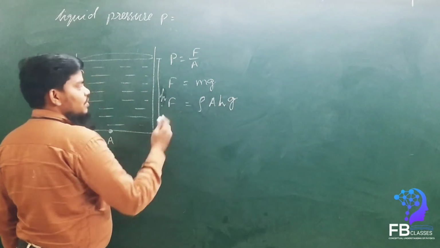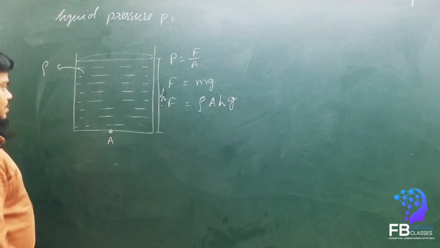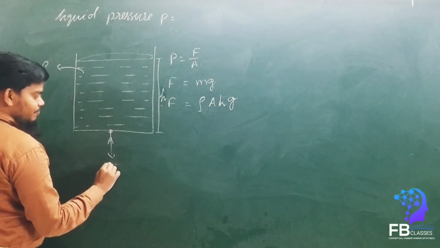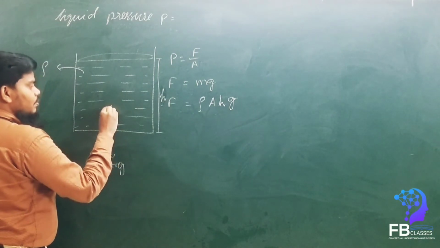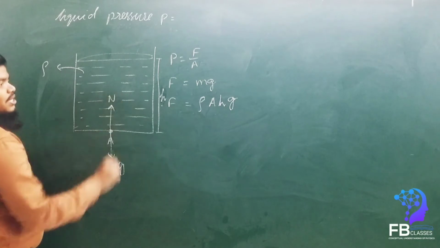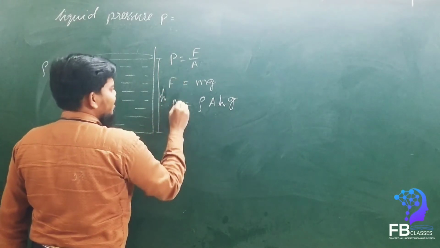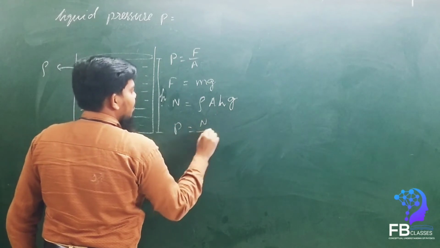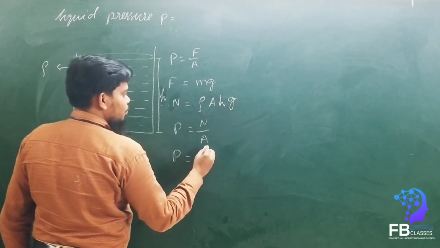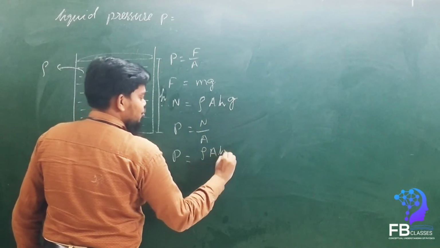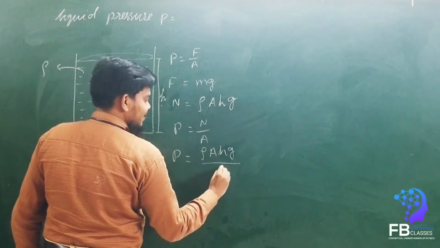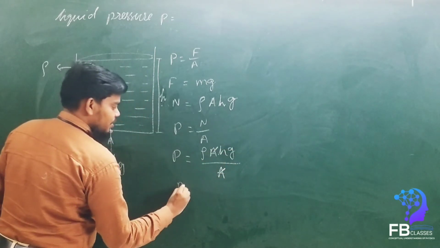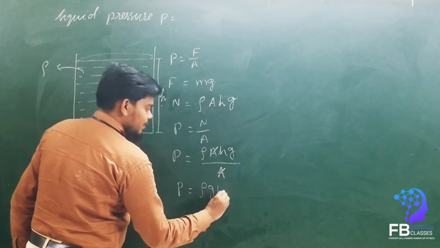Yes or no? Now this force, mg, will be balanced by whom? By the normal. Yes or no? So here we can take it as normal or whatever it will be the force, doesn't matter. So P is equal to normal upon area. So P is equal to rho A h g by A. A gets cancelled. So the pressure P is equal to rho g h.